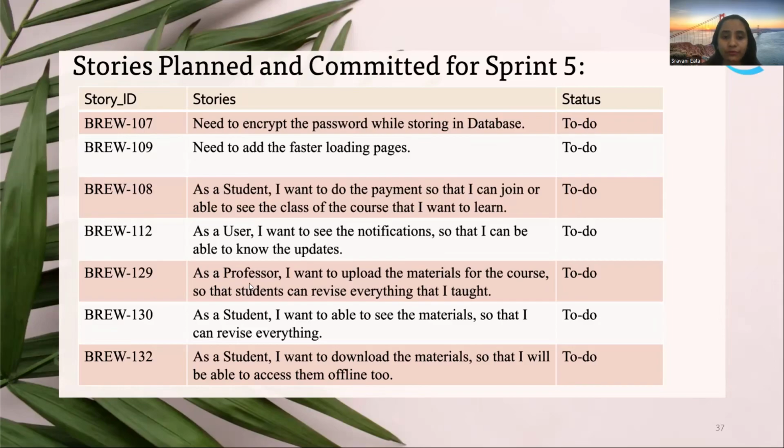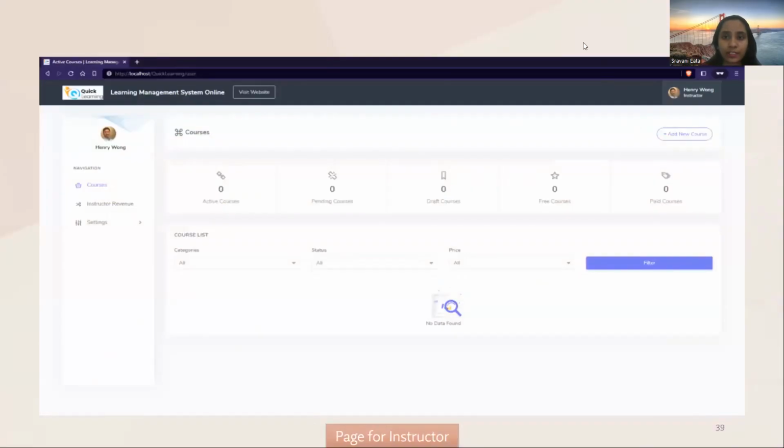As a professor, he would like to upload the materials for the course, so that the students can revise everything he taught. As a student, he should be able to see the courses which the professor has published. And as a student, I would like to download the materials so that whenever he does not have access to the internet, he can work on them. The next part will be continued by Amit.